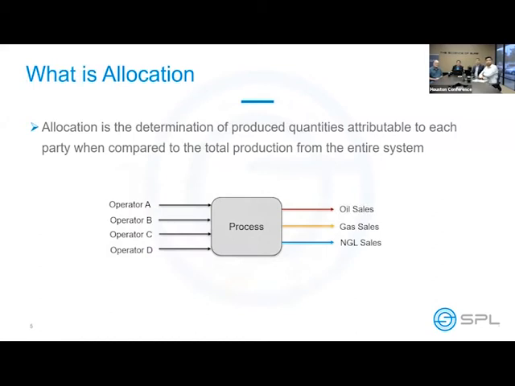So look at that in a little bit more of a box description. Here we have four operators contributing to the process, and we've got an oil sale, a gas sale, an NGL sale coming out the other side. So what did each one of those four operators contribute? And what do they get of the products that are sold based on everything that's being delivered into that particular process facility? That's what allocation is all about. As Joe mentioned, this is basically an allocation 101. We're going to talk about the principles of allocation and the items that go into it. Later on, we'll likely have a more in-depth allocation series, but this is just the first one to get us all on the same page.